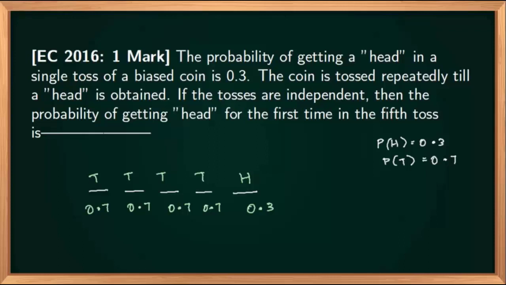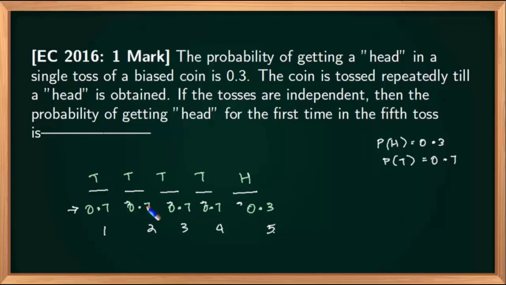If the tosses are independent, then what is the probability of getting head for the first time in the fifth toss? So this is my first toss, second toss, third, fourth, and fifth. In the fifth toss, I'll be getting head, which means that all other tosses I got tails. So I need to find the probability for such a sequence to happen. So the first toss must be a tail, the second one must be a tail, the third one must be a tail, the fourth one must be a tail, and the fifth one must be a head.